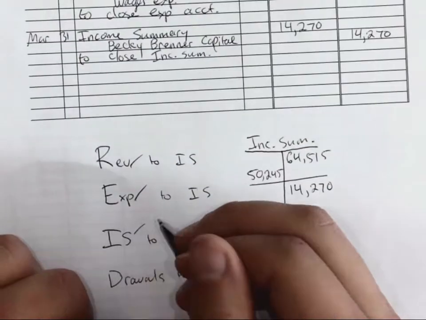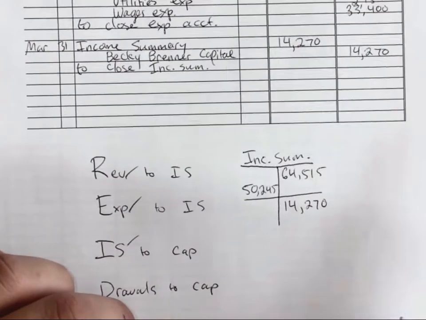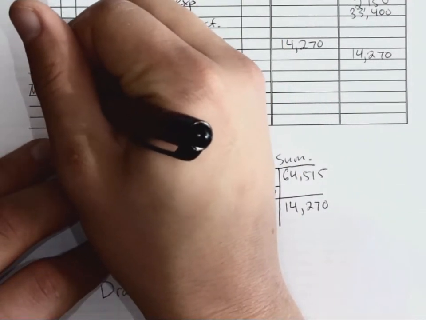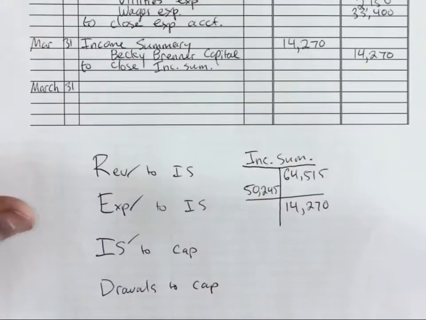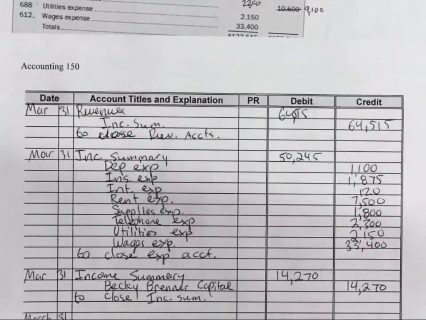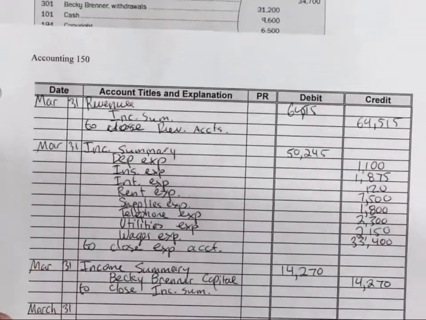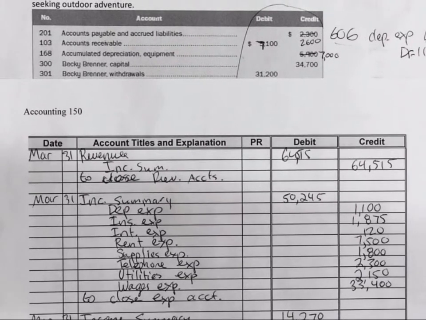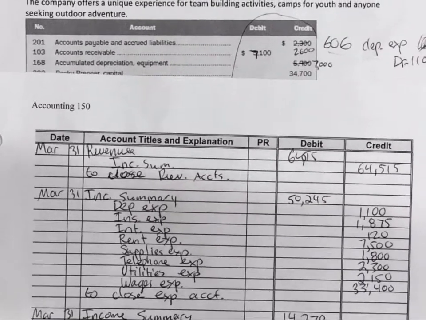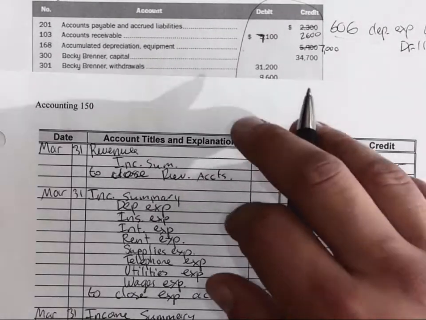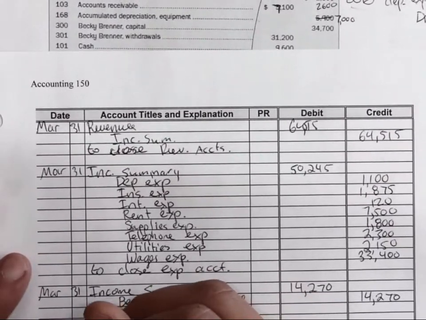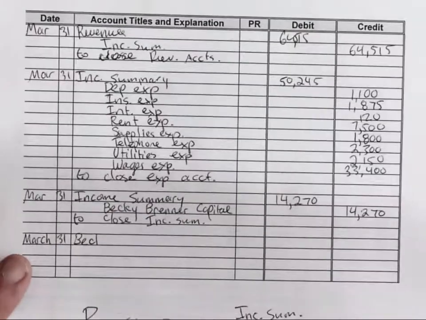Alright, so we've got that, and what's our last one we need to do? We have withdrawals here of 31,200, and it's a debit balance, so how can we make it balance to 0? Credit it for 31,200, and what are we going to debit? That's right, because withdrawals to capital.